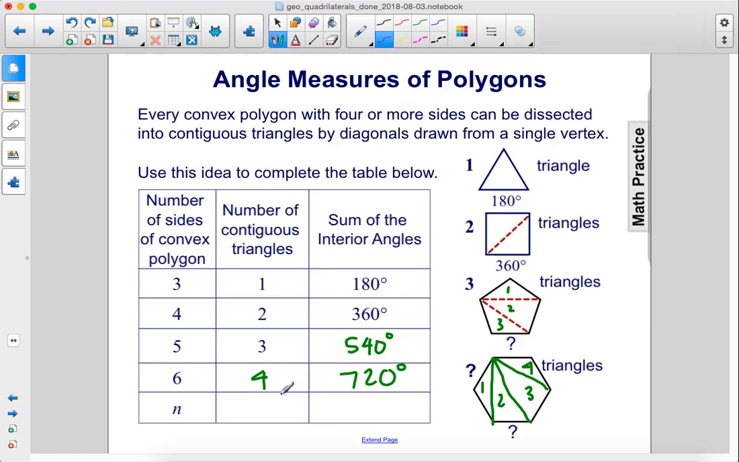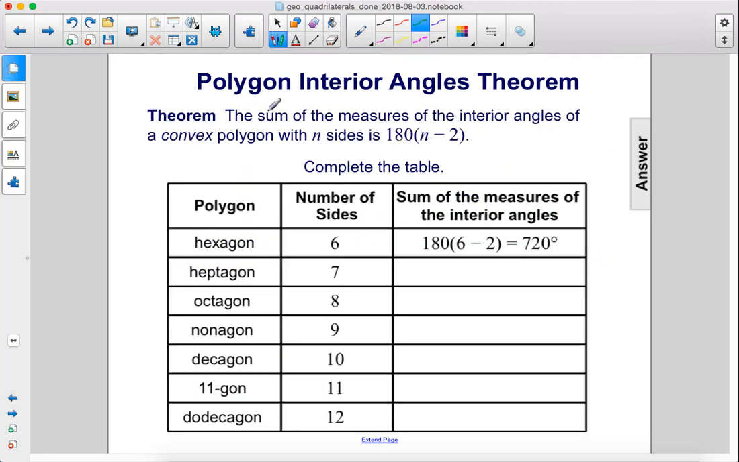Now what's the rule that we can write? If you have n sides, that means that you can draw n minus 2 triangles. So like 3 minus 2 gives you 1, 4 minus 2 gives you 2, 5 minus 2 gives us 3, 6 sides minus 2 gives us 4 triangles. So we have n minus 2, and that gives us n minus 2 times 180 degrees as the sum of the interior angles. Polygon interior angles theorem: the sum of the measures of the interior angles of a convex polygon with n sides is 180 times n minus 2.